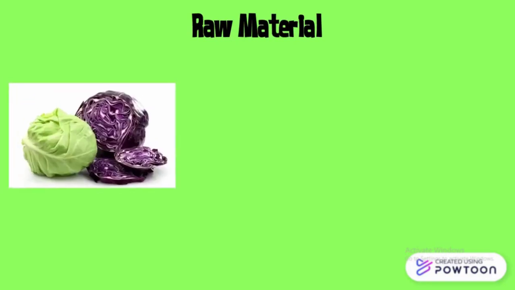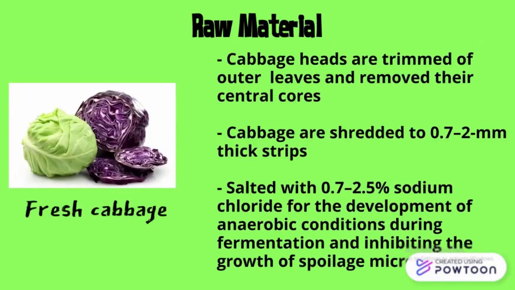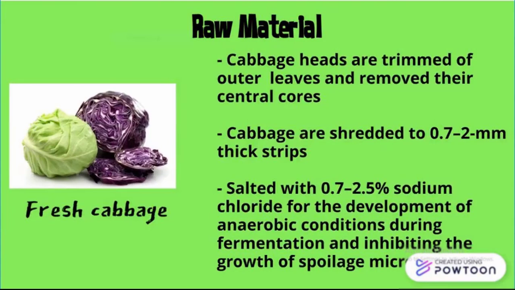Sauerkraut is usually made from cabbage. The selection of cabbage based on their quality must be considered because it can affect the quality of sauerkraut. The cabbage must be fresh and free from any damage. For sauerkraut production, fresh cabbage heads are trimmed of outer leaves and their central cores are removed.